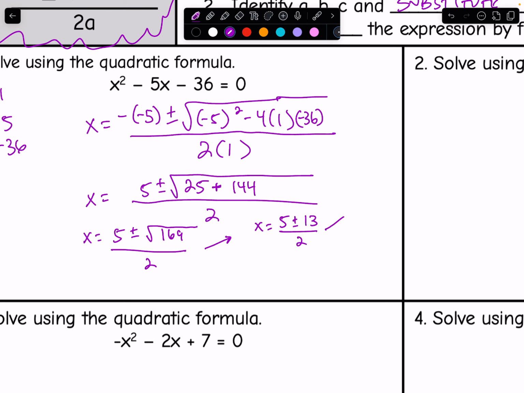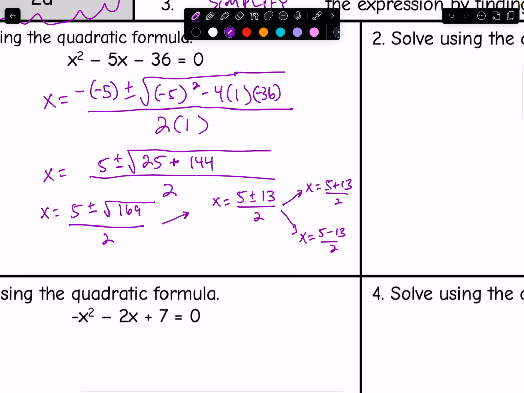And now it separates into 2 answers. You have x equals 5 plus 13 over 2, and x equals 5 minus 13 over 2. So I simplify both of those. I get 5 plus 13 is 18 over 2, which is 9. And then 5 minus 13 over 2, so let's see, we got negative 8 over 2, which will be negative 4.